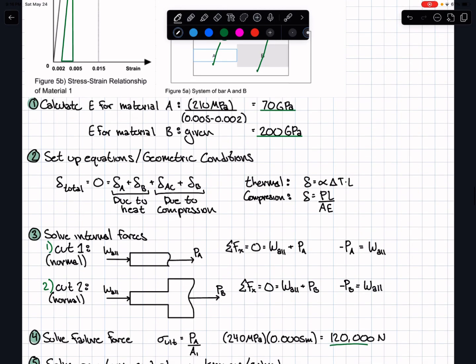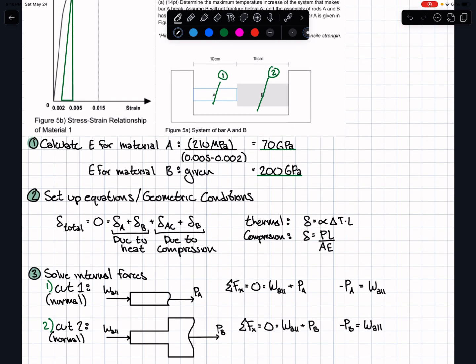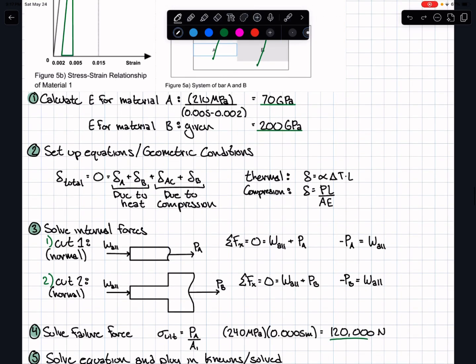We then set up the equations and the geometric conditions. We know that the total change in length is going to be equal to 0 because they are stuck between this immovable structure, and thus the total deformation of 0 will be equal to the change in length of material A due to heat, the change in length of material B due to heat, and then the changes in length of AC, which is material A, and BC, which is material B, due to the compression. Probably could just write AC to help define it.